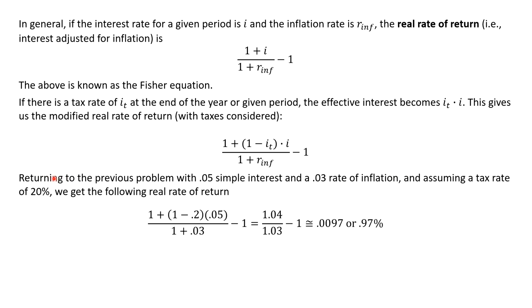So I have an example here. Excuse me. So returning to the previous problem where we had 5% simple interest, 3% rate of inflation, and assuming a tax rate of 20%. So this is what I was talking about here. So you retain 80% of your 5% simple interest. So you have to adjust that up here. And then you get 1.04 divided by 1.03, and then you subtract 1 just to get your effective interest rate, taking into account inflation and taxes, as well as the interest you're earning.